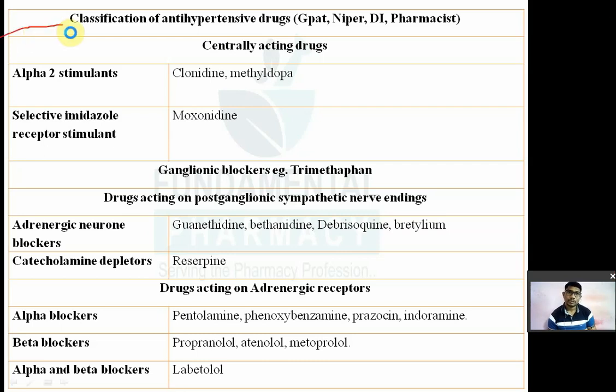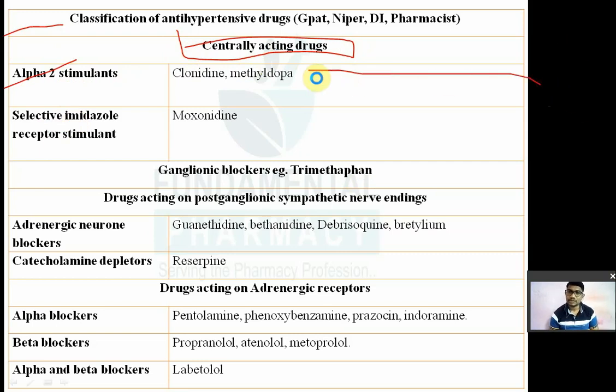Okay, so classification of antihypertensive drugs. The first class will be centrally acting drugs. In that you have central alpha 2 agonists, also called central alpha 2 stimulants. The examples are methyldopa and clonidine. Then the second class of centrally acting drugs is the selective imidazole receptor agonist. The example is moxonidine.